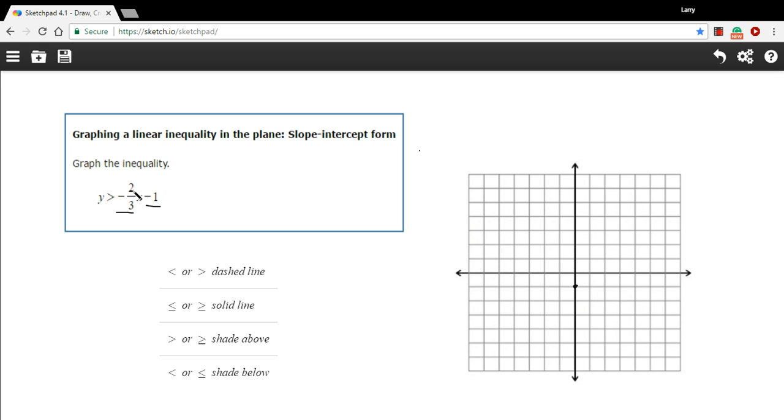Remember, slope is rise over run. Since this is negative, it's going to go down 2 and over 3. So I'll just do that. I'll go down 2, 1, 2, and over 3. That would give me a point right there. Now, I've got 2 points, so I can sketch in a line here.